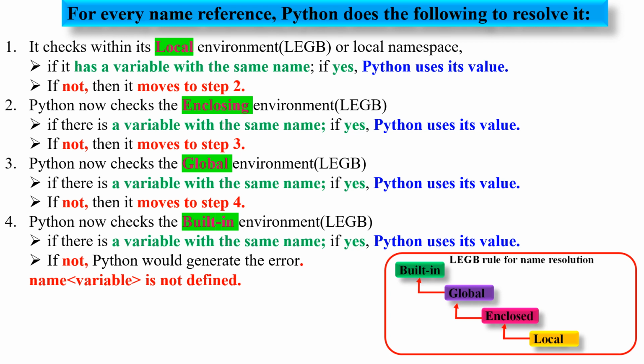If not, then it moves to step 4. In step 4, Python now checks the built-in environment, LEGB. If there is a variable with the same name, if yes, Python uses its value. If not, Python would generate the error: name variable is not defined. Thus, the LEGB rule means checking in the order of local, enclosing, global, built-in environments, namespaces, to resolve a name reference.